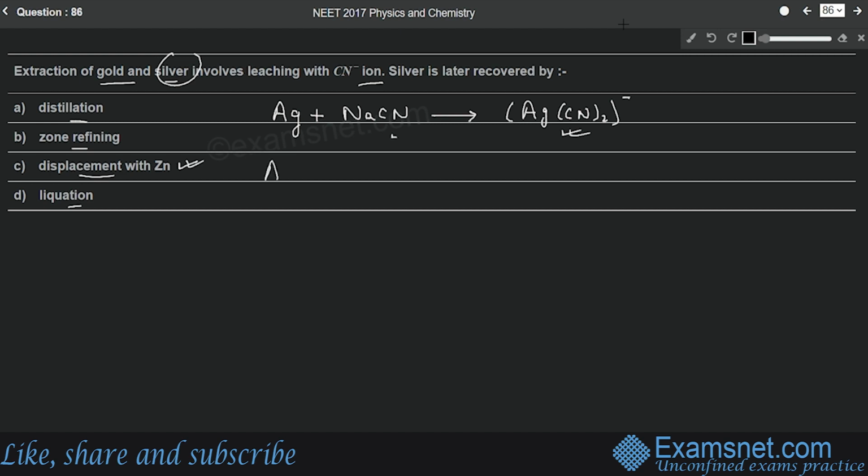So we have the Ag(CN)2 minus ion, and it will react with zinc in order to recover the silver. So solid silver will be obtained and the Zn(CN)4 2 minus ion will be formed. So we can see that zinc has displaced silver. So basically what has been done? Displacement has been done. So displacement with zinc will be the correct answer. That is option C will be the correct answer.